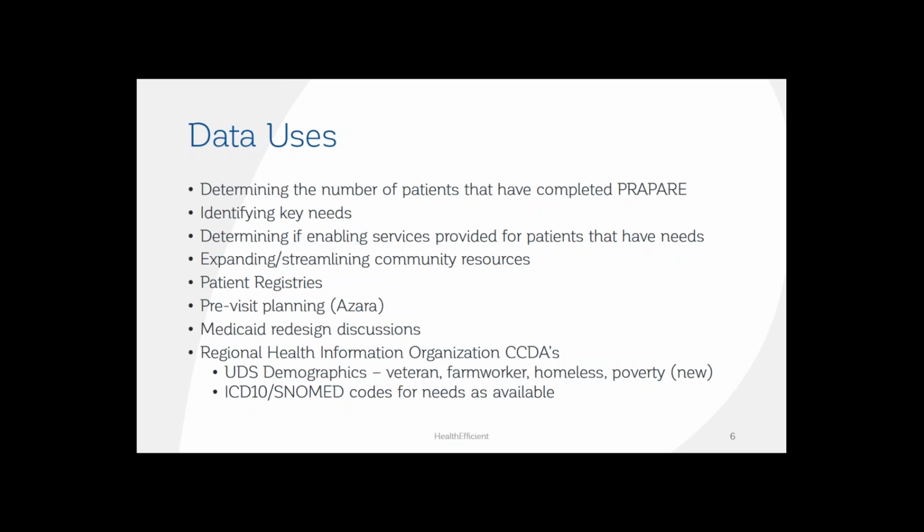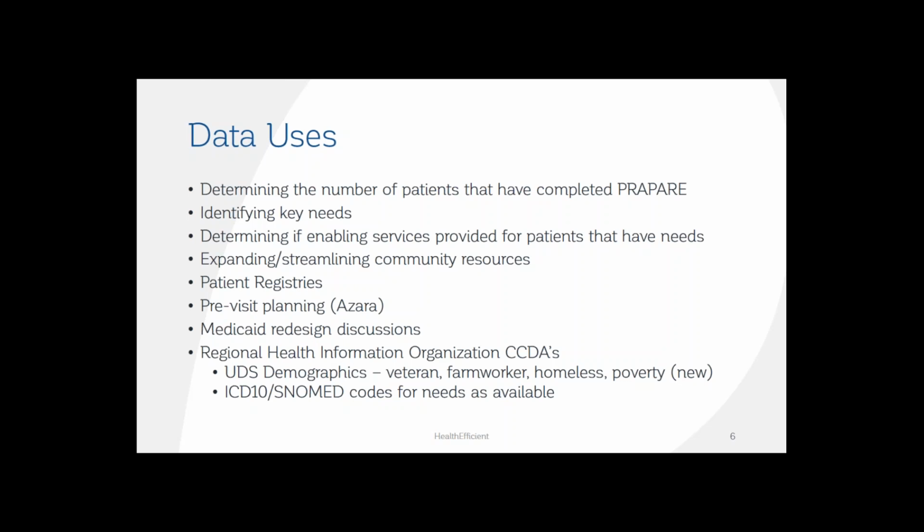Of course, once you make this change, it would be sent to all organizations, so it's a little bit larger in scope. What they've asked for from a RIO perspective is they would like to see the UDS demographics fields, so veteran, farm worker, homeless, and poverty. So that's kind of a new thing. They had some information from demographics, but they didn't have these pieces. So ECW is working on that.